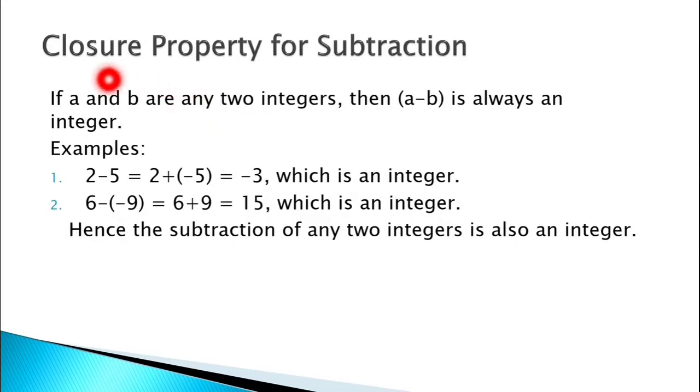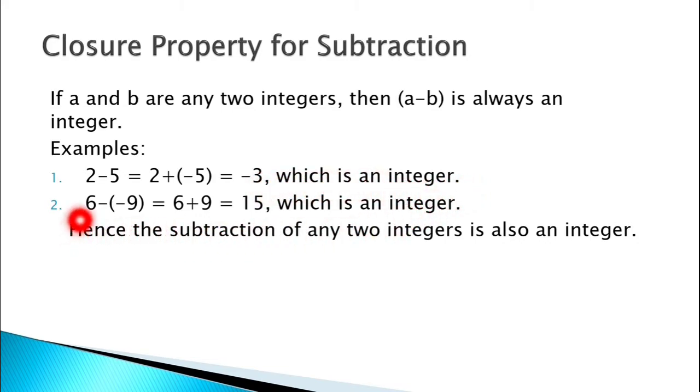Now we will study properties of subtraction of integers. So the first property is the closure property for subtraction of integers. If a and b are any two integers, then a minus b is always an integer. For example, you can see here 2 and 5 both are integers, then 2 minus 5 can be written as 2 plus within bracket minus 5, and it gives the result of minus 3, and we know that minus 3 is also an integer.